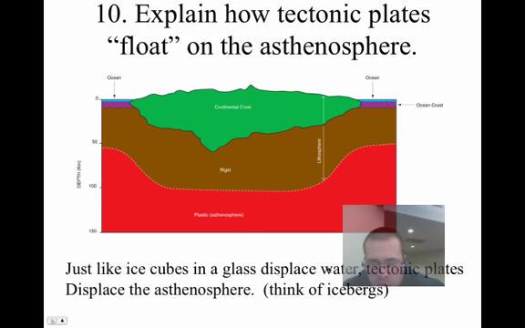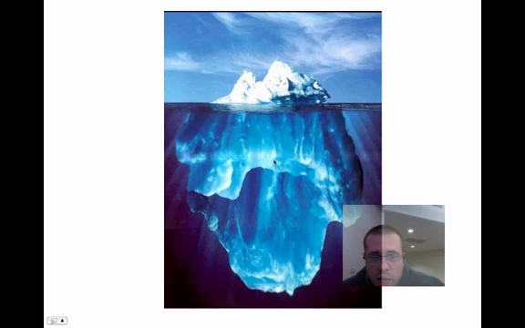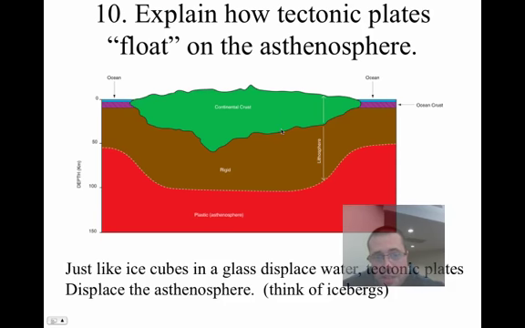So I say just like ice cubes in a glass displace water, tectonic plates are going to displace the asthenosphere. And I say think of icebergs, because the laws of buoyancy tell us that objects floating in water are going to displace it at this rate, especially when we're talking about ice. This is really what an iceberg would look like, in that only this small portion is going to be viewable above, and this very large portion is beneath. So we think about how much water that may be displacing. Come back to this and think about what our crust or our lithosphere is displacing.